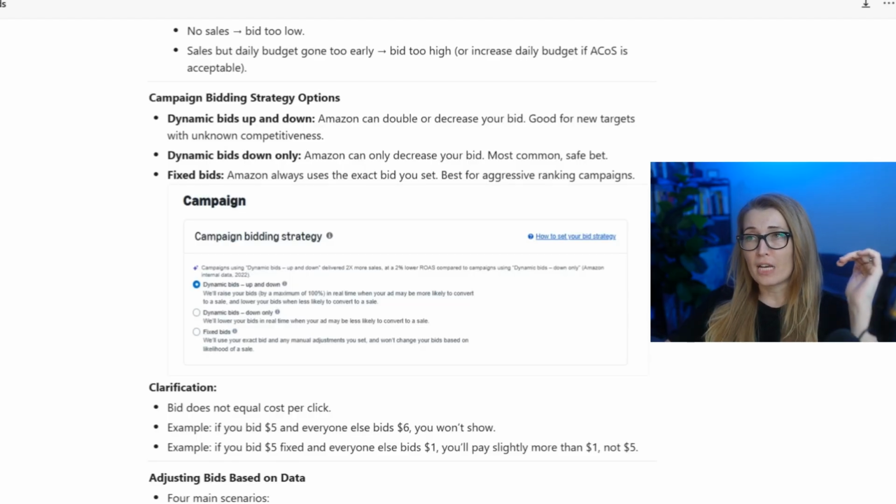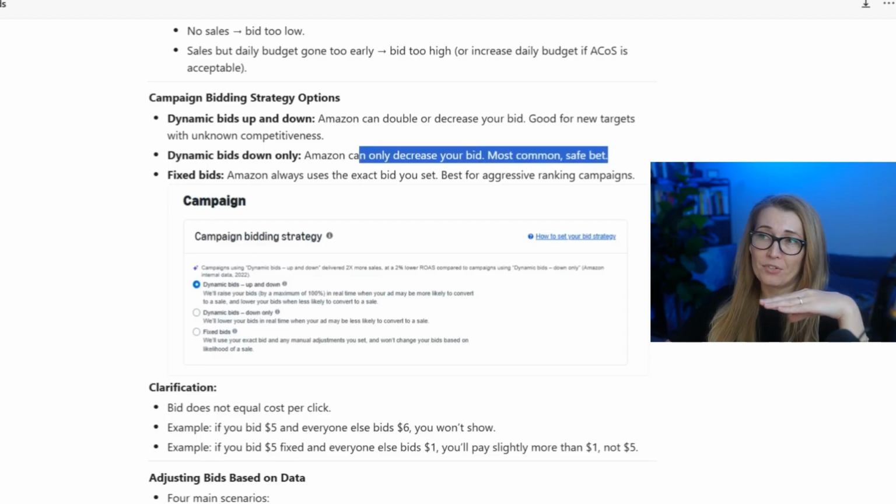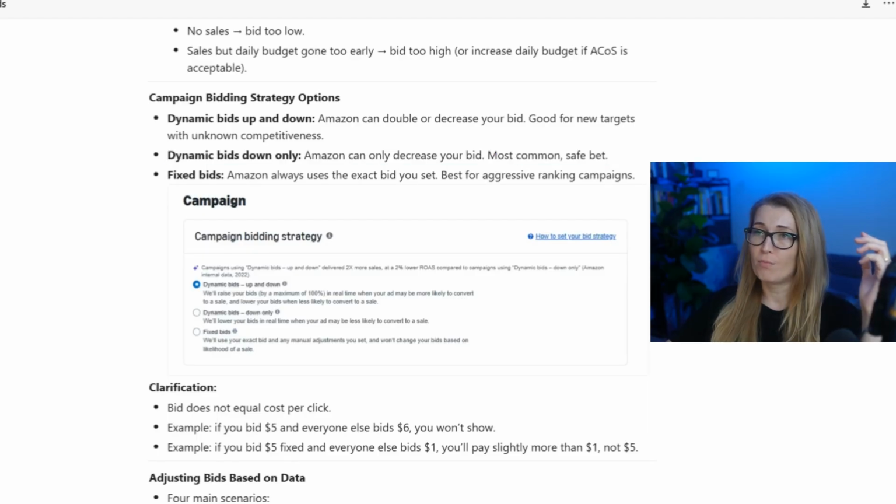We also have the dynamic bids down only. Here, Amazon will only decrease your bid. This is the most common and safest bet. Honestly, it's something that we're using in 99% of all our campaigns. So I would highly recommend this one, especially if you're a newbie. And then fixed bids. Here, Amazon always is going to use the exact bids that you set. Best is going to be for aggressive ranking campaigns.